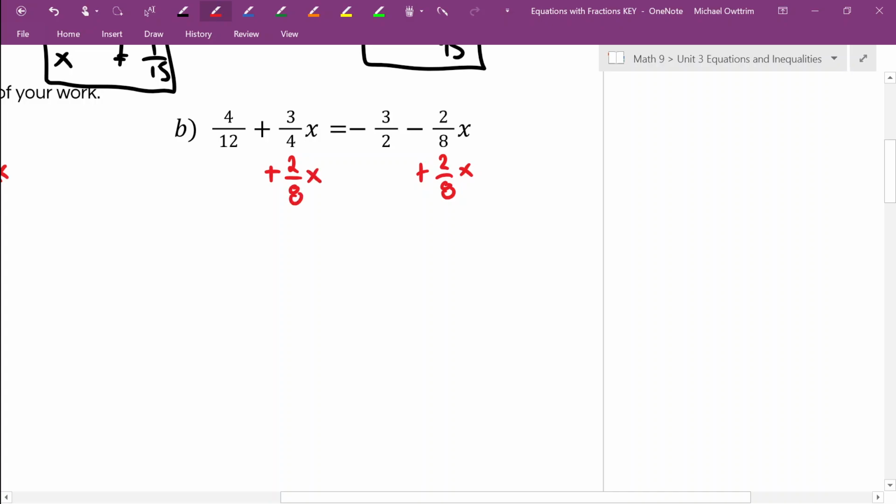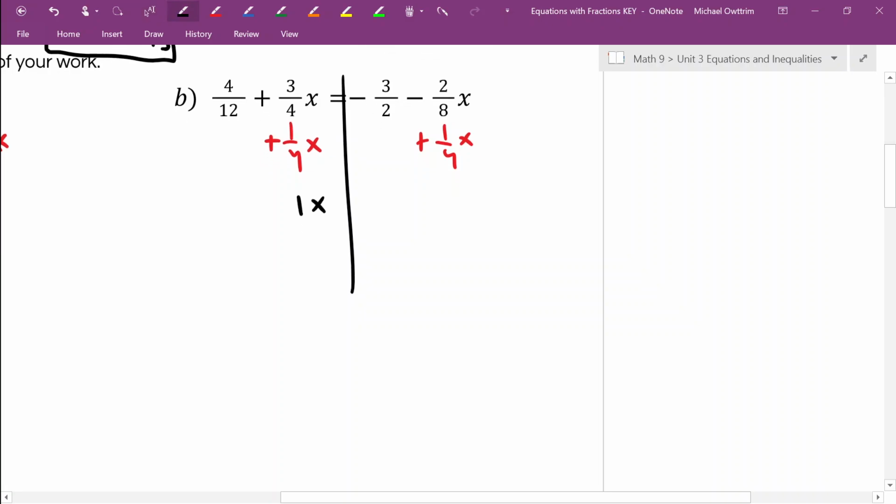And one thing I should mention here is it can be helpful to simplify. So I know that 2/8 is really just 1/4 by dividing out that common factor of 2. And so I can see my 3/4 plus my 1/4 x is just going to be 1 whole x. It'll be 4/4, which is 1 whole. I'm also going to notice that this fraction over here can simplify, and this fraction is the fraction 1/3.